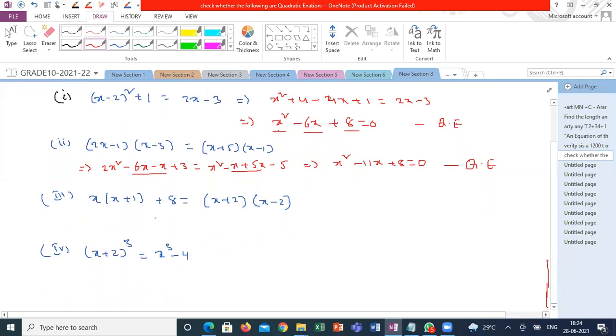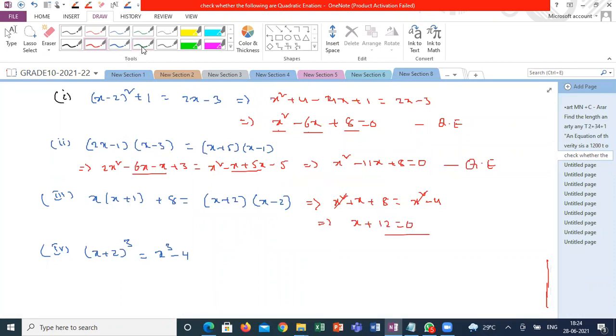What is the answer for the next one? x square plus x plus 8 is equal to x square minus 4, using a plus b into a minus b. So x square cancels, and the answer is x plus 12 is equal to 0. So this is not a quadratic equation. Might be it is having squares on both sides, but after simplification, it is showing a linear equation.